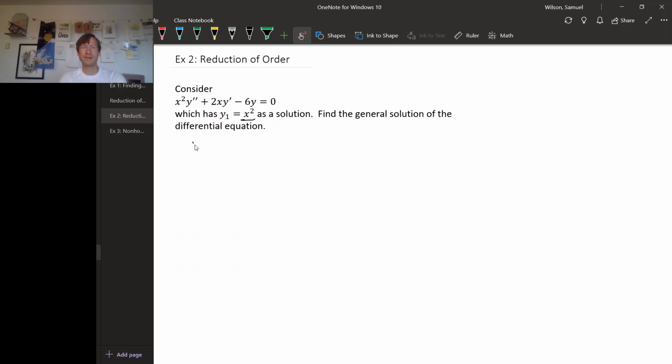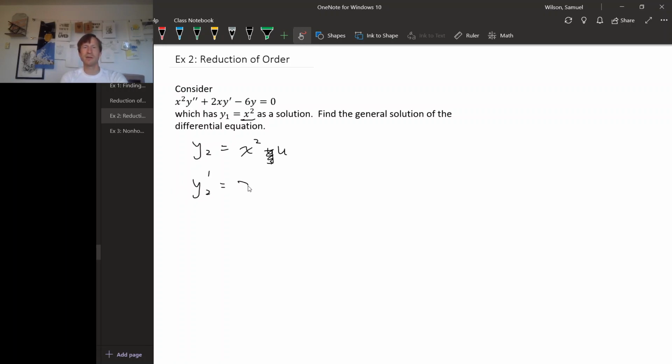We would call that y2, and since we know one solution, x squared, the guess that you make to do reduction of order is that your second solution is the first solution, x squared, times some unknown function, u. All right, and then plug this into the original differential equation. To do that, we need to take some derivatives.